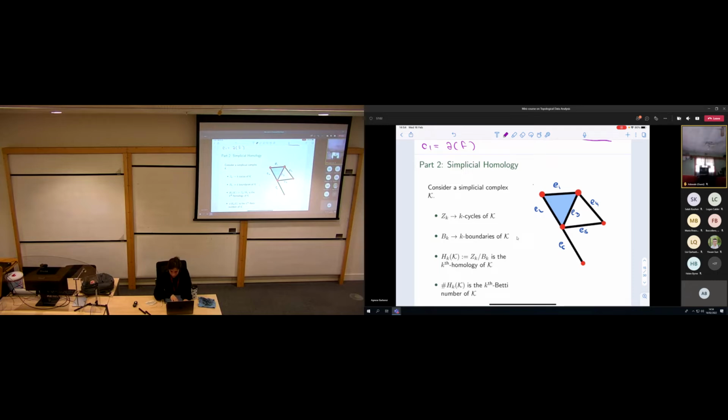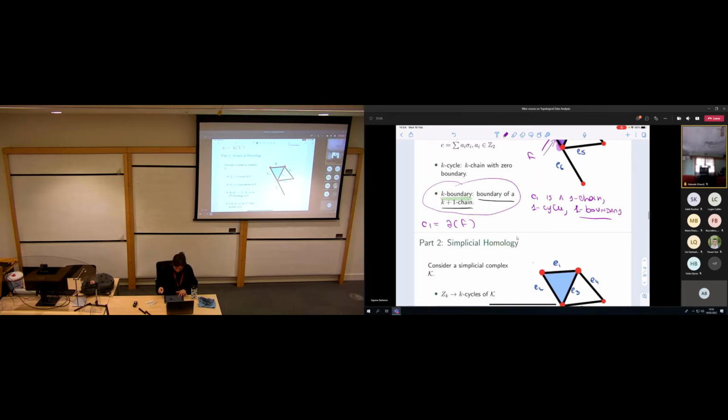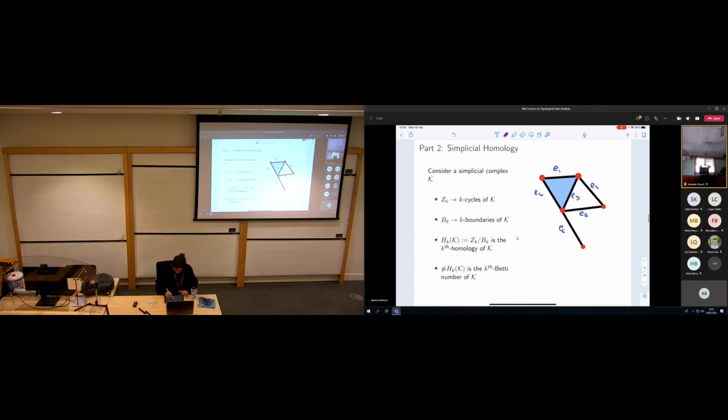Sorry, Logan, if you're there, I can answer you now. Yes, it was a very bad choice of notation. So capital K is the simplicial complex, so the space we are considering. Lowercase k would be the dimension of the simplices we're considering.